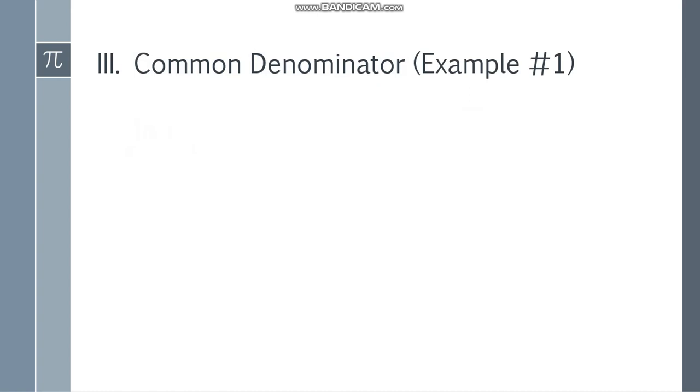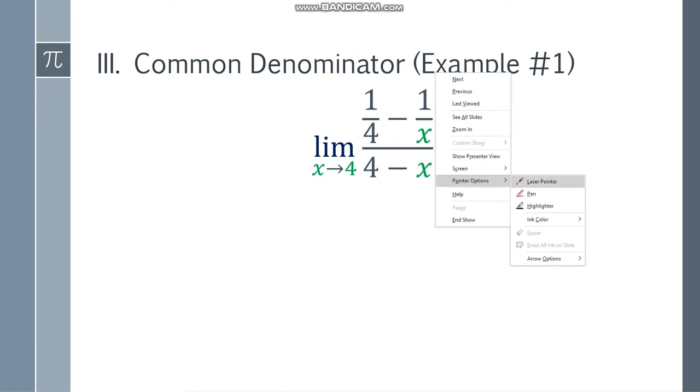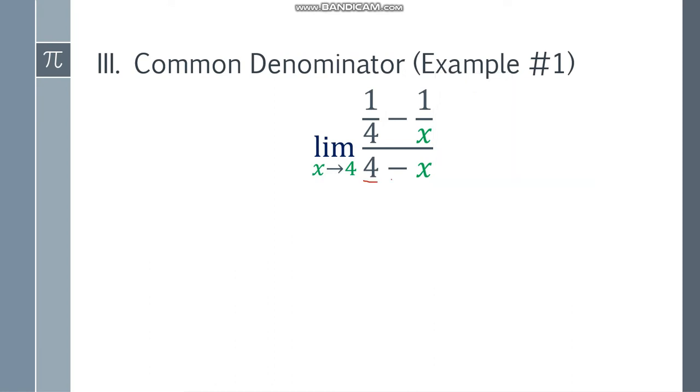Common denominator. Example number 1. What if we have a complex fraction like this one? Kita nyo, so sa numerator part, meron tayong fraction din, so 1/4 minus 1 over x. Sa denominator natin, meron tayong 4 minus x. It's a complex fraction. At ang nakalagay daw as x approaches 4. So kita naman natin, pag sinubstitute natin siya, kita nyo yung denominator. Okay, wait lang. Kita natin yung denominator.